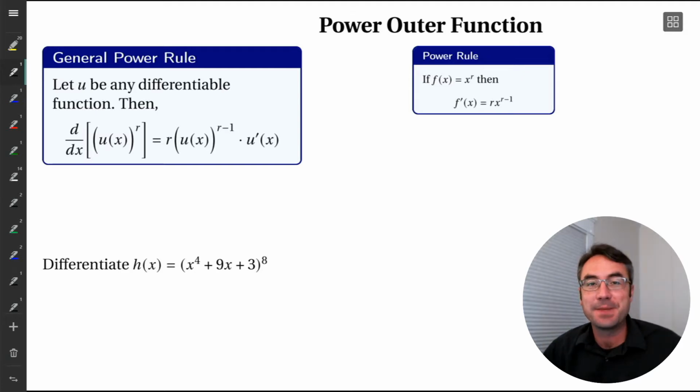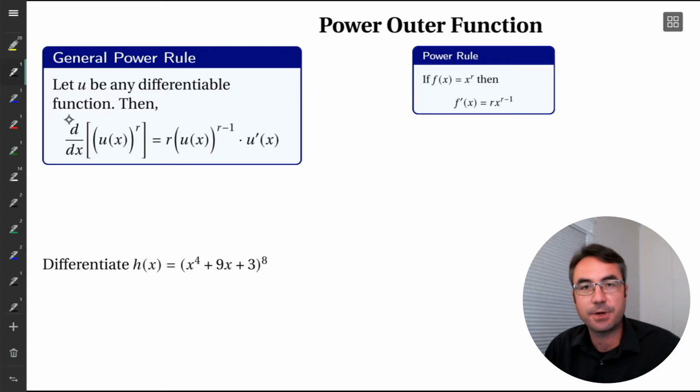All right, welcome back. So let's look at a specific case of the chain rule. We're going to call this the general power rule. This is really just a special case of the chain rule, but it shows up enough that it's helpful to have a special name for it. All right, so let's read what the general power rule says.